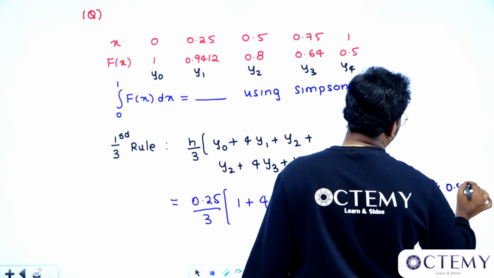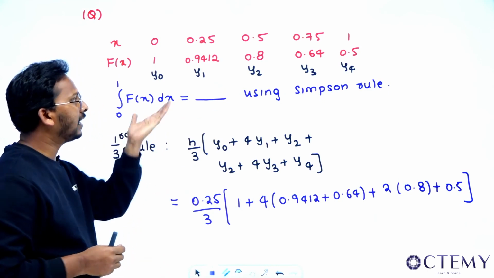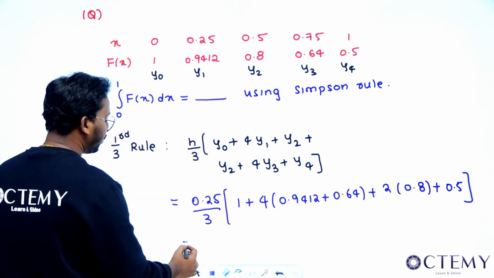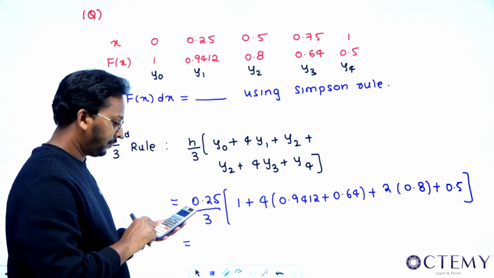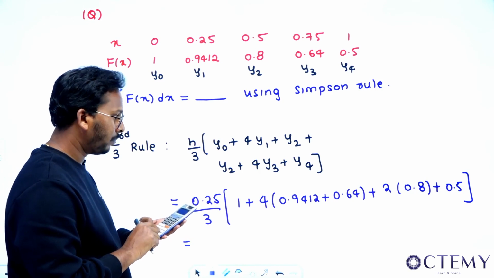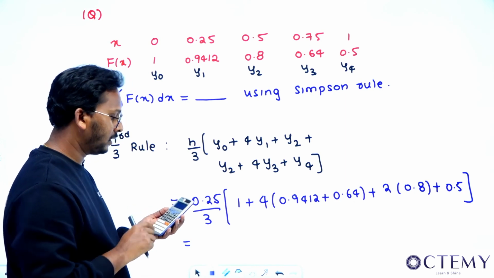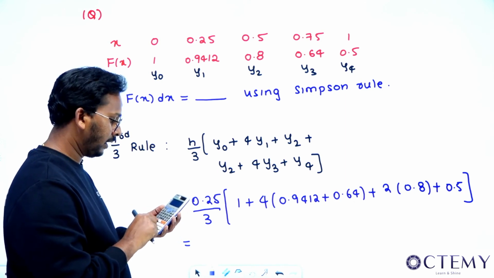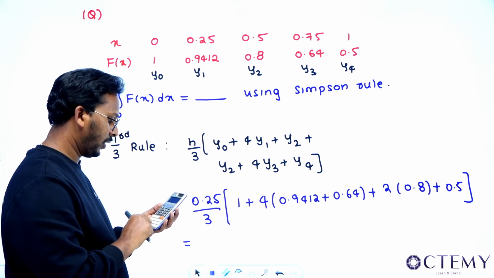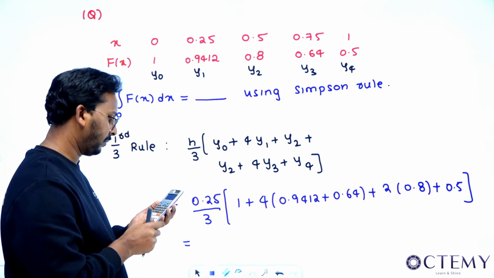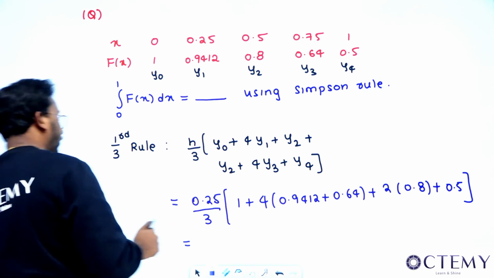0.5. So either they'll give you the function and you have to find out the table, or they will directly give you the table. You just have to apply the formula. If we substitute this, we are going to get 0.9412 plus 0.64 into 4 plus 2 into 0.8 plus 1.5 into 0.25 divided by 3. That should be equal to 0.7854.